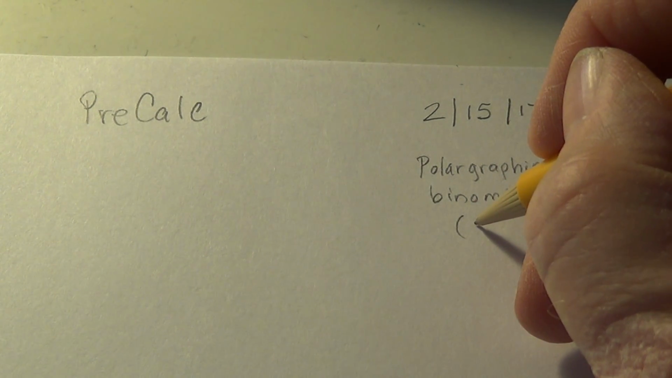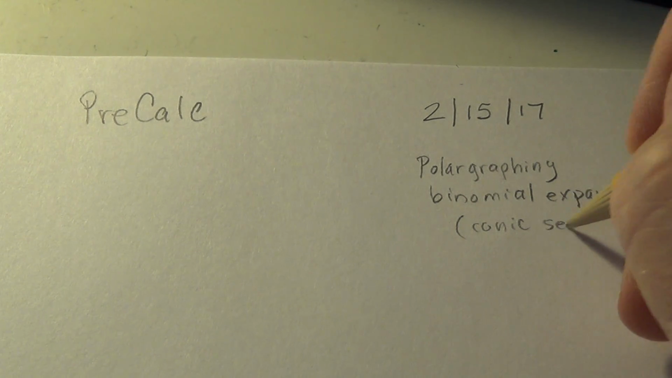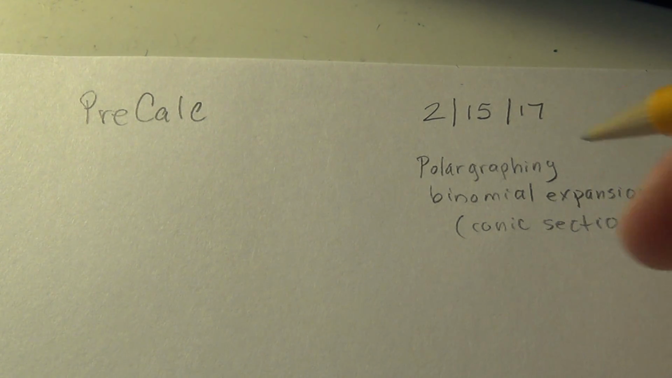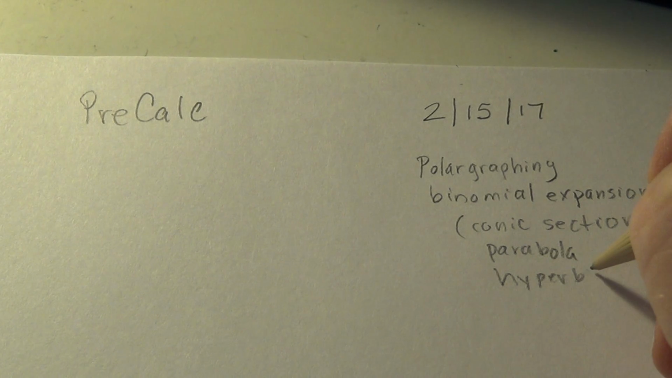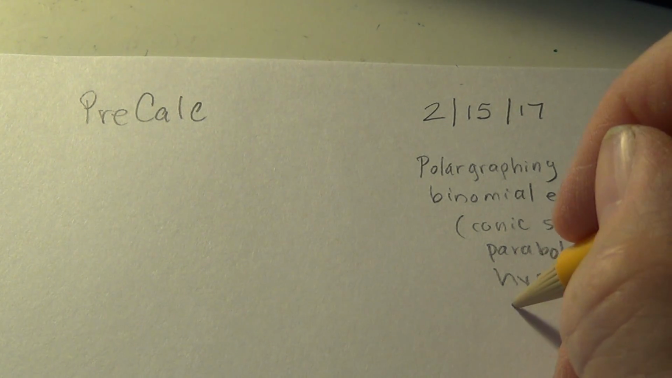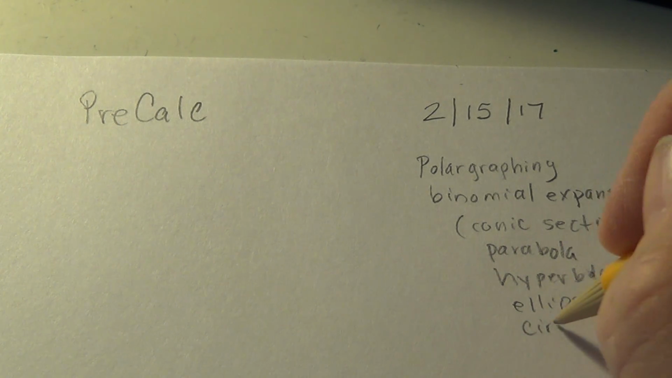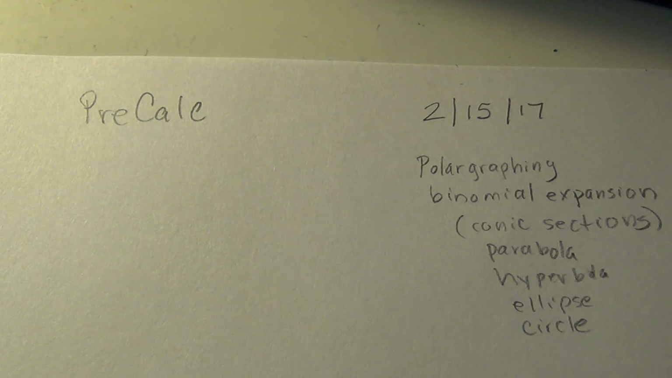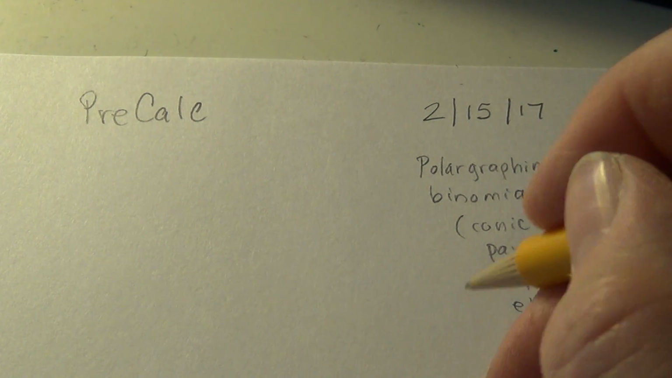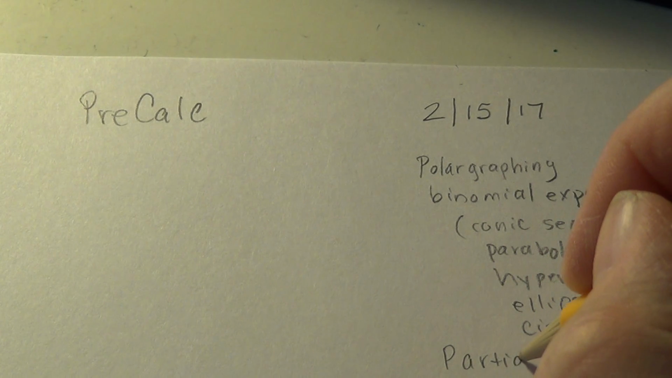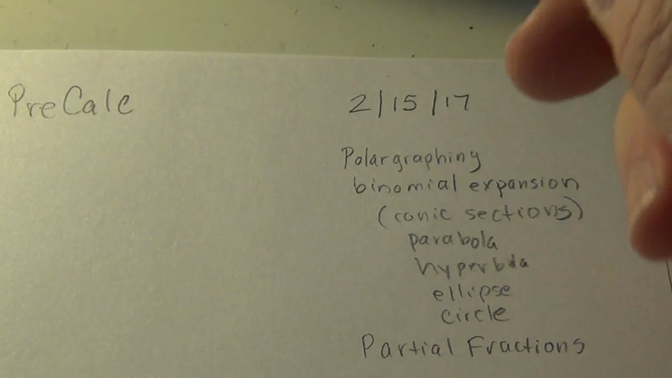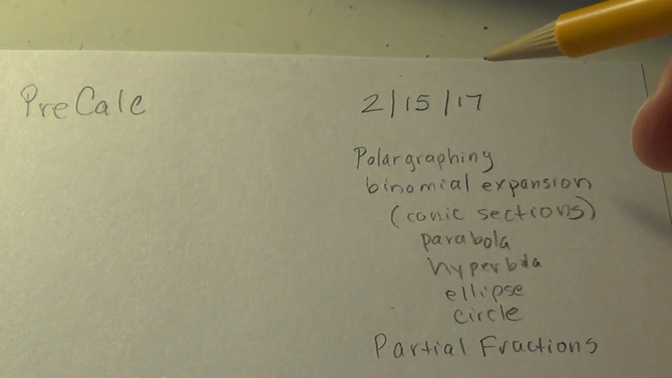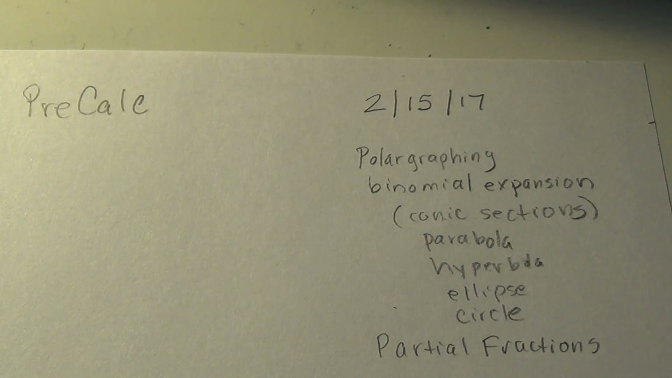We have the conic sections, which are parabola, hyperbola, ellipse, and circle. So we have all those, and there's one other topic, and that was partial fractions. Alright, I've already covered partial fractions and conic sections, and we're going to cover polar graphing and binomial expansion tonight, even though you've had it very recently.